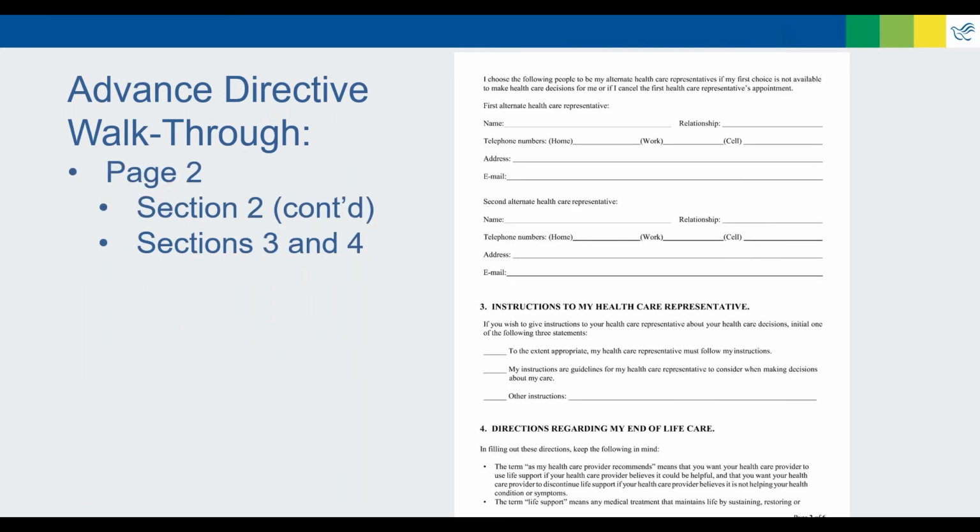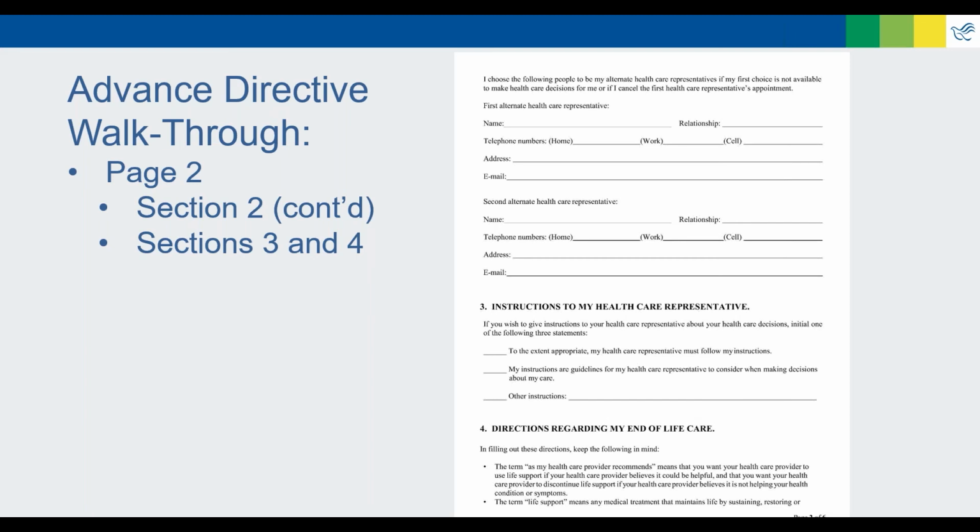We'll continue to page 2 or section 2, continued. And it's continued just so you can choose or specify 2 other healthcare representatives, a first and a second alternate. And we do encourage that you have at least a first alternate, in case anyone looking for your healthcare representative can't reach your primary healthcare representative and needs to get a hold of an alternate. So if you can identify a second person, that's wonderful. A third is even better if you're able to do that, but at least a primary and a first alternate is what we encourage.